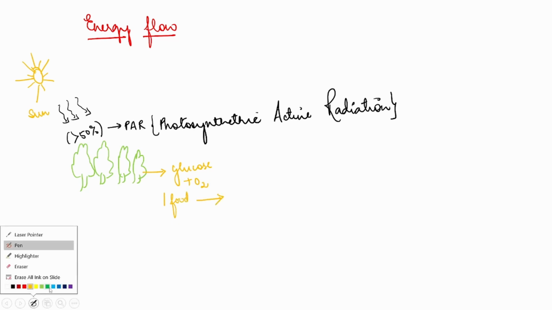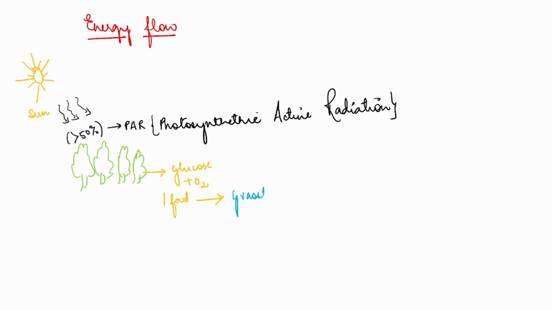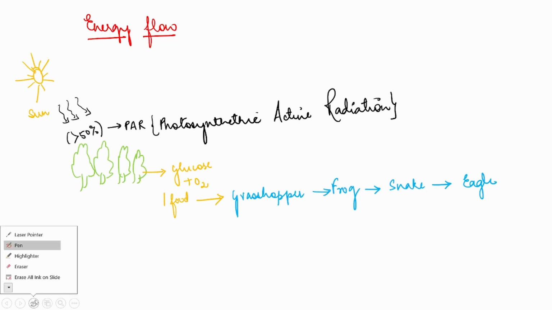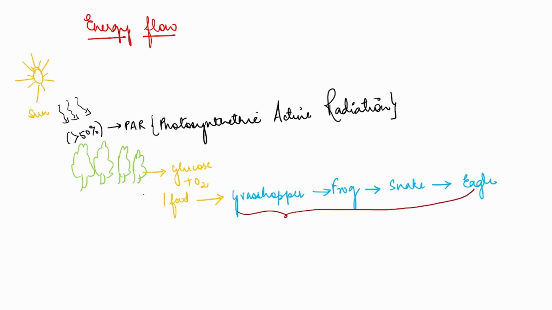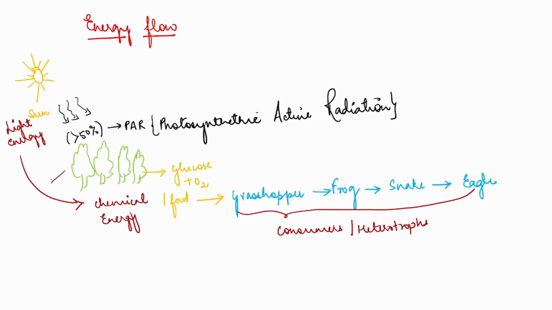On this food are dependent a large number of organisms, for example grasshopper, eaten by frog, eaten by snake, eaten by eagle, right? So this is a food chain in which the organisms depend on one another for energy. Grasshopper, frog, snake, and eagle are dependent on green plants for food, so they are also known as consumers or heterotrophs. And here you see the light energy from the sun is converted to chemical energy by green plants, so they are also known as autotrophs or producers.